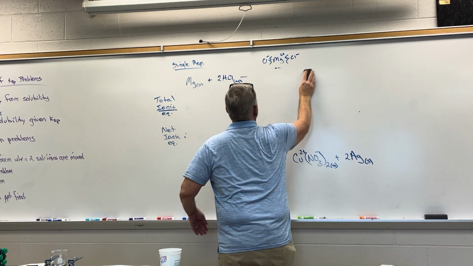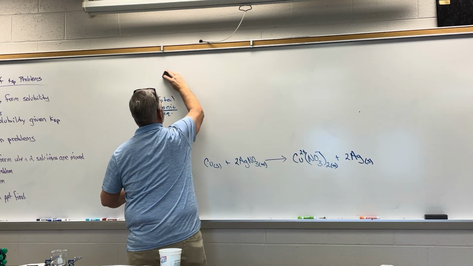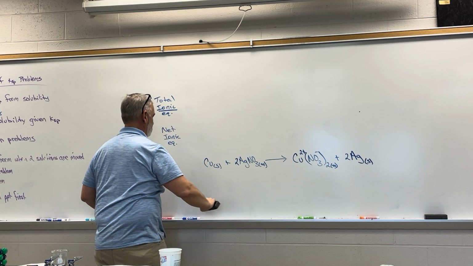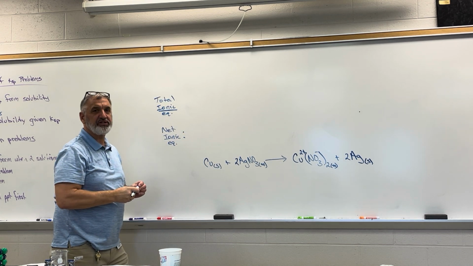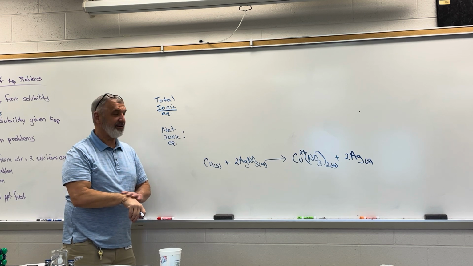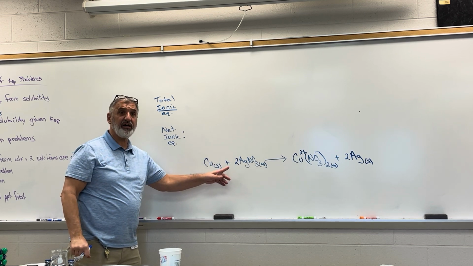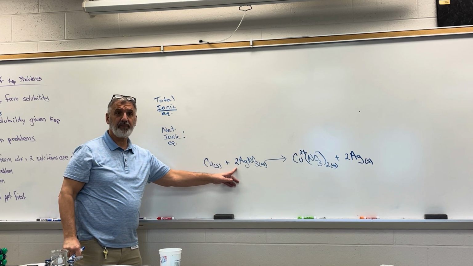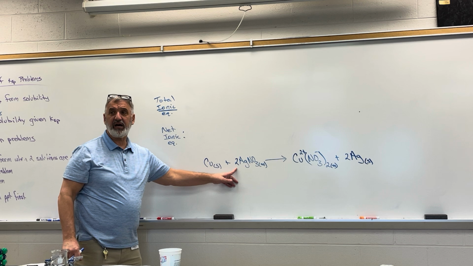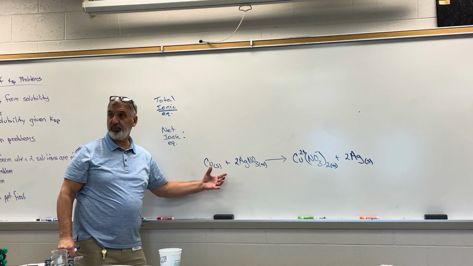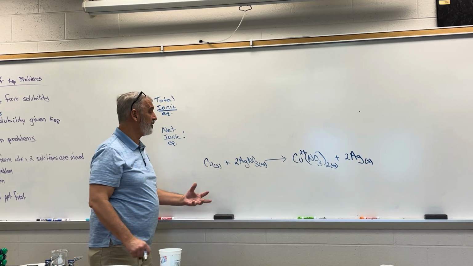First off, this is single replacement, so how do I know something's going to happen? What do I have to look at for single replacement to know something's going to happen? Activity series. I have to look at the activity series. Is copper higher up than silver on the activity series? They're both near the bottom, but yes, copper is above silver. So that means it will replace, the replacement of a metal by a more active metal.